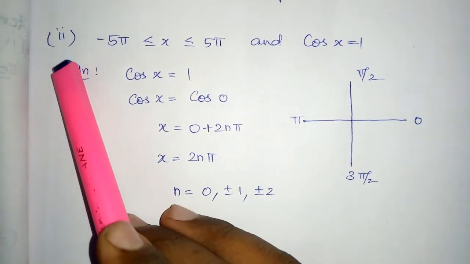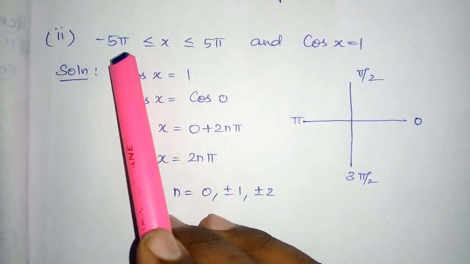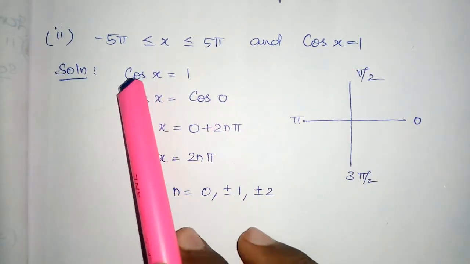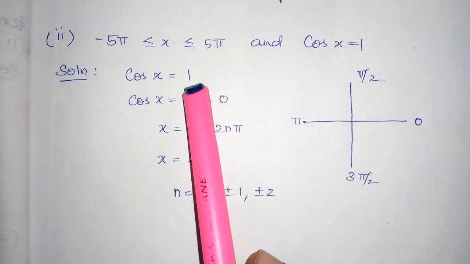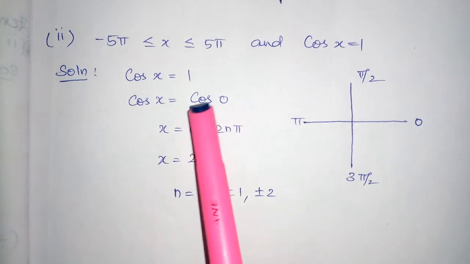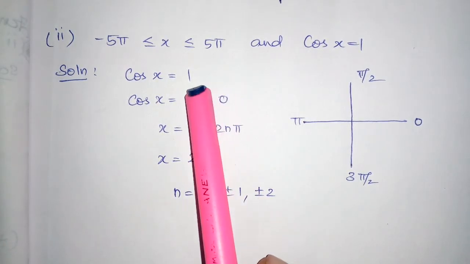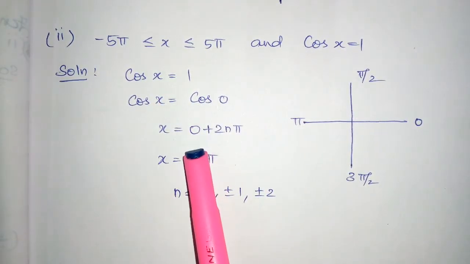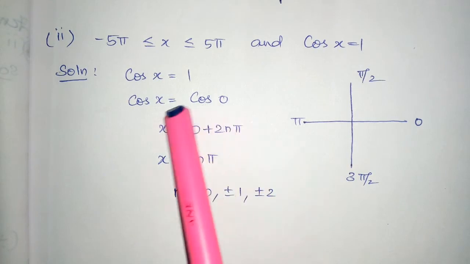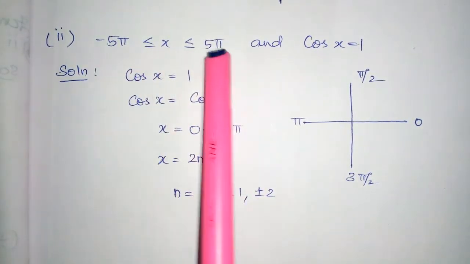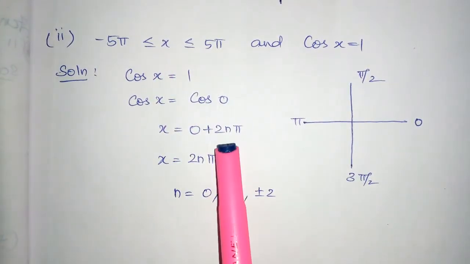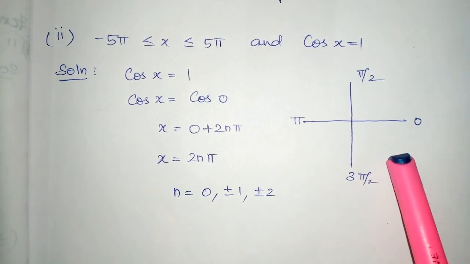Now subdivision 2. Here the interval is minus 5π to 5π and cos x is equal to 1. So taking cos x is equal to 1, where will we have the cos value 1? It means cos 0. When the angle is 0, I get the value 1. So x is equal to 0. Now the same thing, I have to go for the general solution because they have given this interval. To find the answer for this interval, I have to go for the general solution. So I am explaining with this reference diagram.